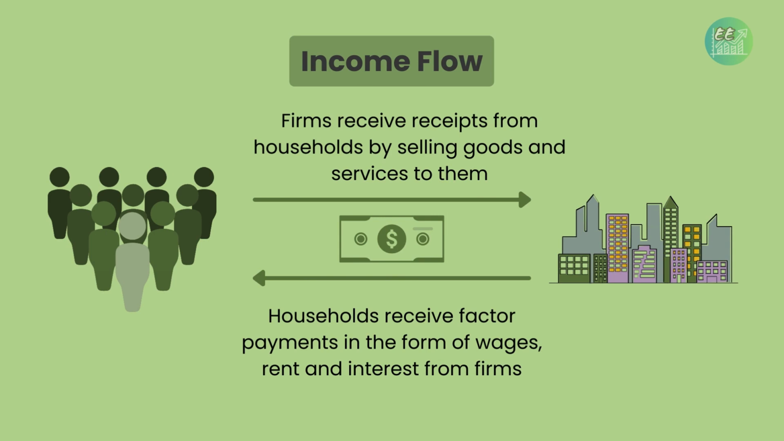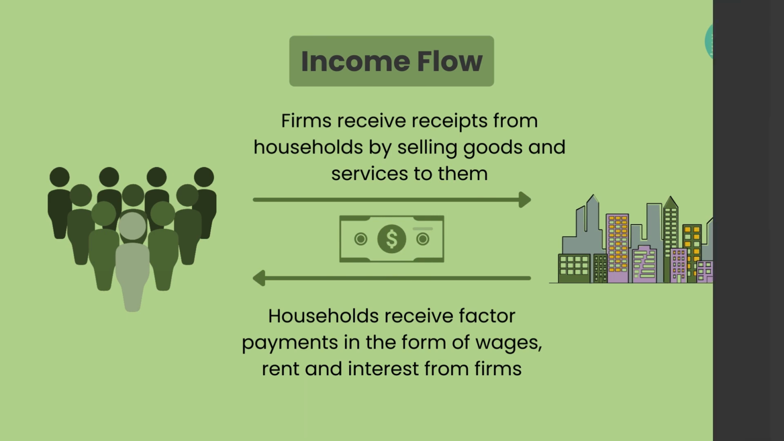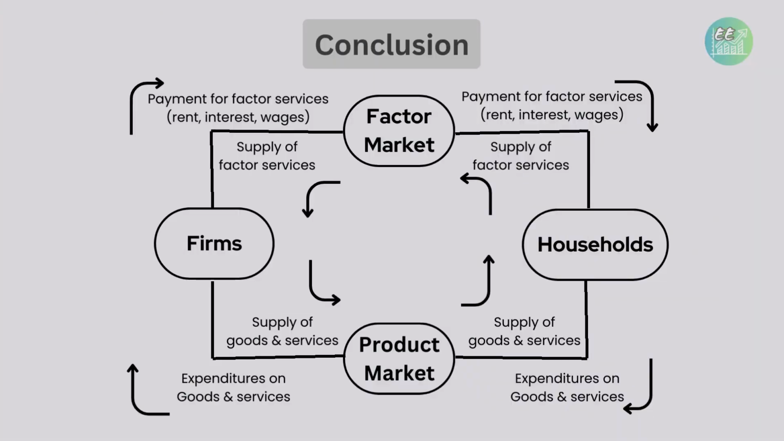So, in income flow, households sell their services in the factors of production market and firms buy them to produce goods and services. In short, the circular flow model of national income is a simplified explanation of the working of the economy. It shows how firms and households interact with one another in a circular way to produce and consume goods and services.